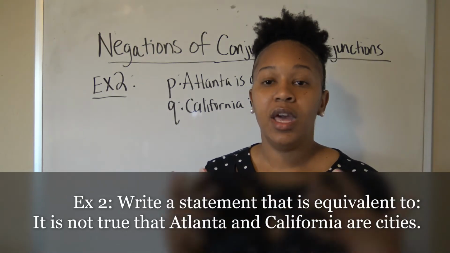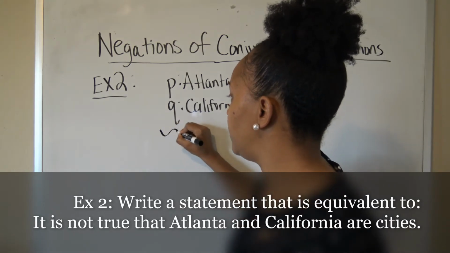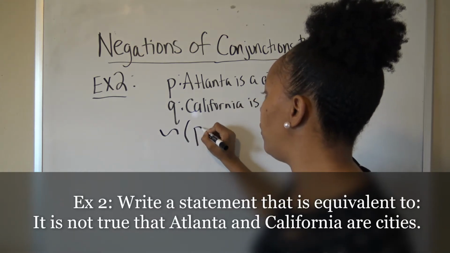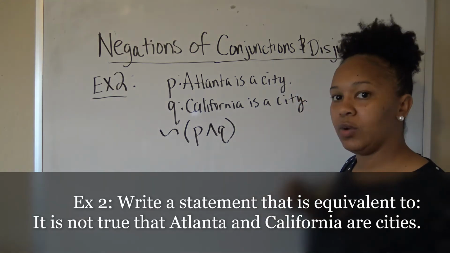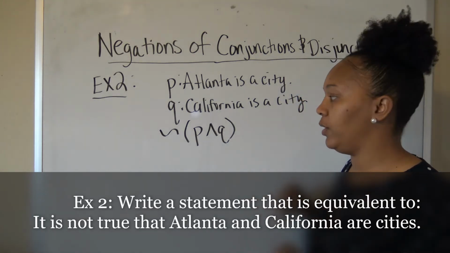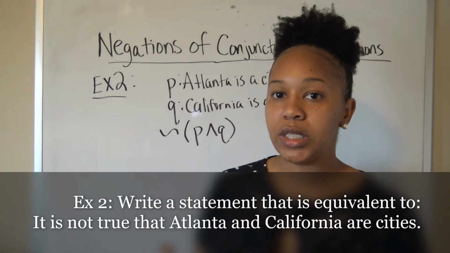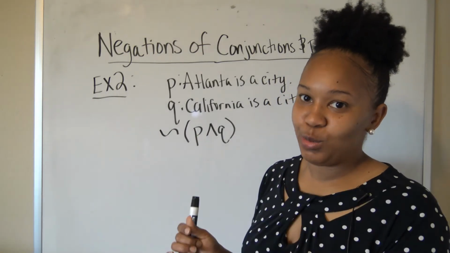So we need to take that and represent it in symbolic form. So it is not true means the negation. It is not true that Atlanta and California are cities. So that would be P and Q. So it is not true that P and Q. So we want to write a statement that's equivalent to that. And so now we know that by De Morgan's laws, if we want to distribute that, and in a sense, it's not really distribution, but in the sense, if we want to distribute that negation in there, then this gives us not P or not Q.